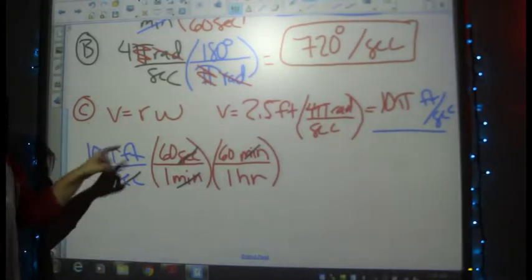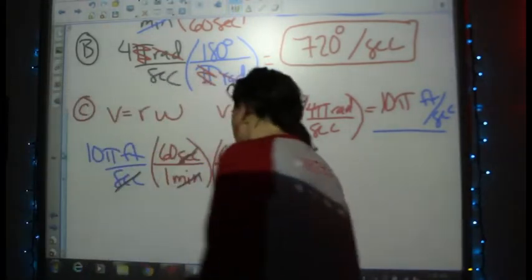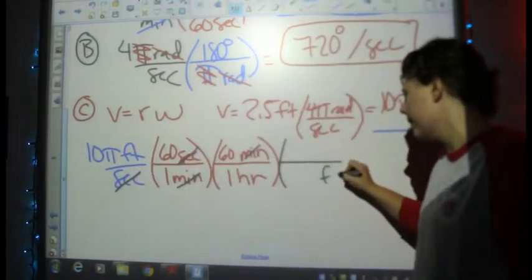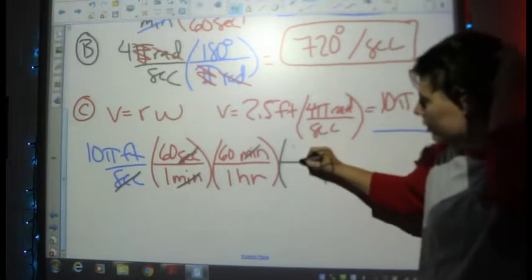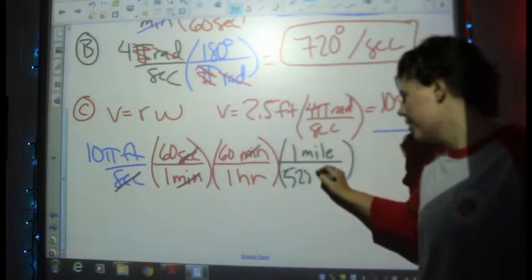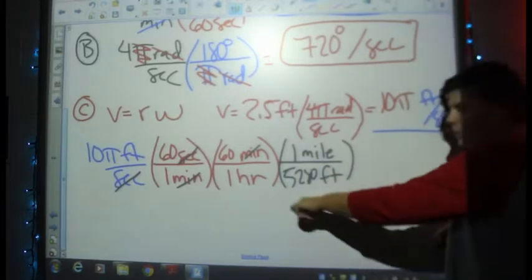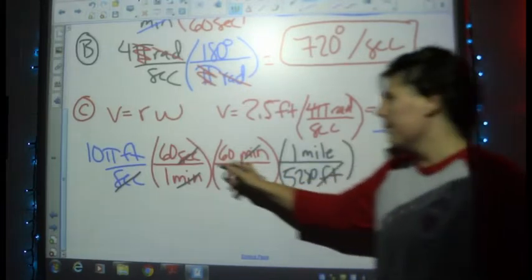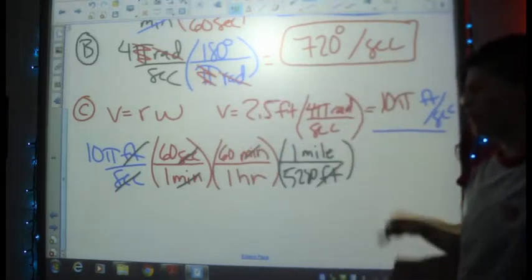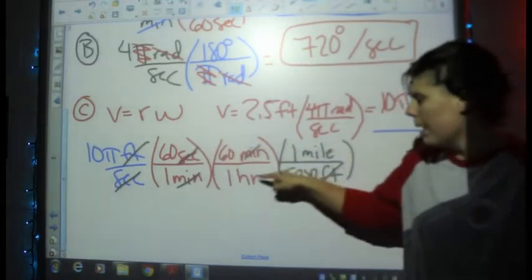So I've got to change my feet now. So coming over here, feet were on top, so I know I need feet on the bottom. And I'm going to miles, so I know that there's 1 mile for every 5,280 feet. Again, I told you that number would be important. The feet on the top and the feet on the bottom cancel, and now all I have to do is multiply through, and I will be left with miles per hour.